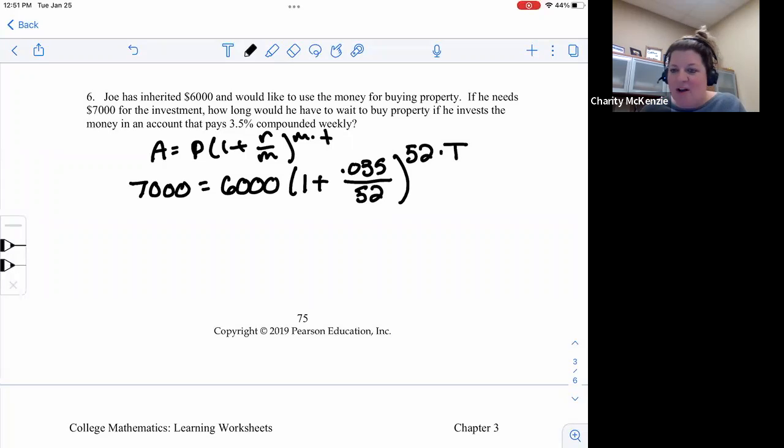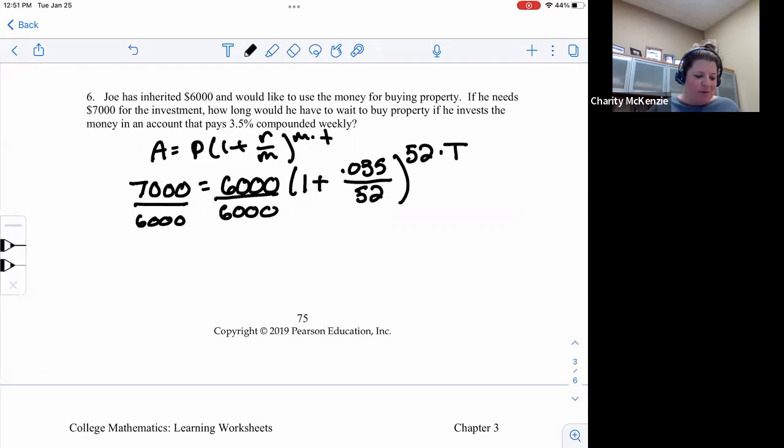Okay, so how do I solve this? What I'm looking for is in the exponent. That makes it a lot harder. So what we're going to do is divide this over because it's times. Then we're going to simplify this, and then we're going to use a log. Okay, so divide by the 6,000. So we always start here. So 7,000 over 6,000.